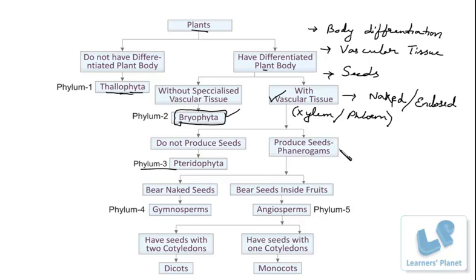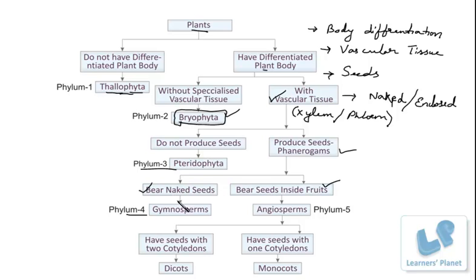So this next category is known as the phanerogams. Now in phanerogams, whether the seeds are naked or enclosed inside the fruits. So if these developed plants, that is the plants which are having the differentiated plant body with vascular bundles, are producing the seeds which are naked, that phylum is known as the gymnosperms. Fine.